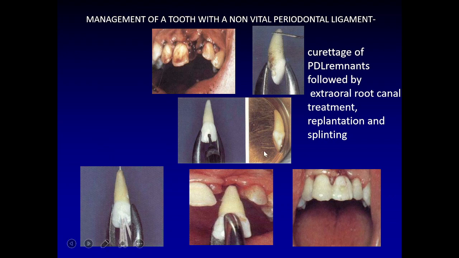Now, if it's an open apex, do I have something here of the open apex? See here how they are doing the root canal outside the mouth. You see? This is how you do it, you see the GP coming out here, and after you have done the root canal, you're going to reimplant that tooth. Try not to touch the root surface as much as possible.